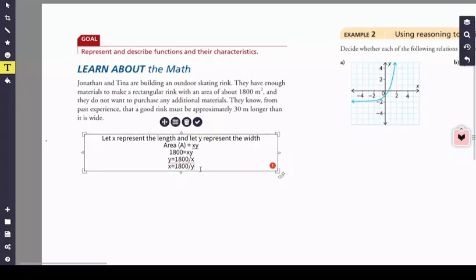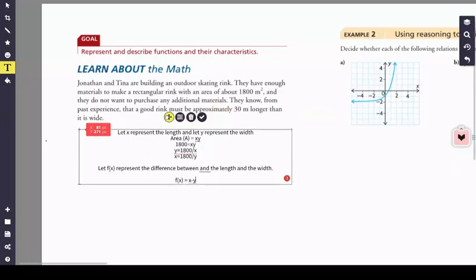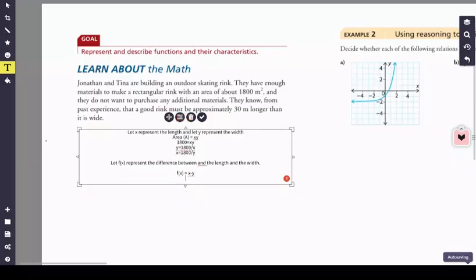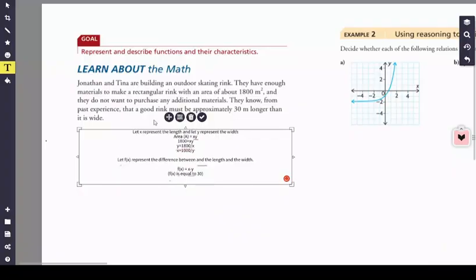So what does that mean? So we could let a function here, let f of x represent the difference between x and y, or in other words, the length and the width. So what is f of x? So f of x is equal to x minus y. And we also know that f of x is equal to 30. And we also declare that y is equal to 1,800 over x.